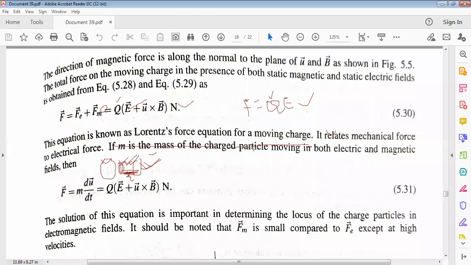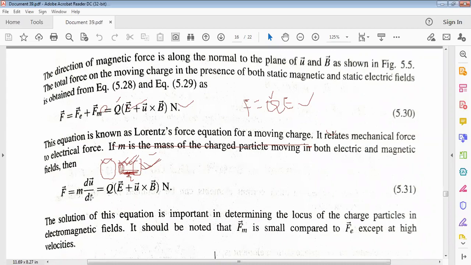Here M is the mass of the charged particle moving in both electric and magnetic fields. Then F equal to M into du by dt. Actually, according to the formula F equal to ma, this a is the du by dt. The rate of change of velocity is the acceleration, right? So F equal to ma is the well-known formula.